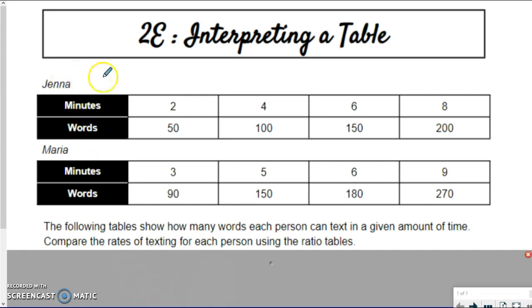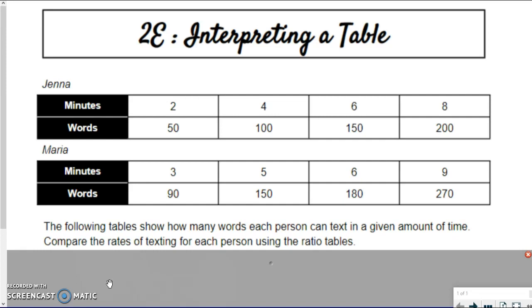So we've got Jenna and Maria, and they are texting. It says the following tables show how many words each person can text in a given amount of time. Compare the rates of texting for each person using the ratio tables. I'm going to do something just a little different on this one. I will help you with the answer for part A, which asks to compare who texts more words per minute.